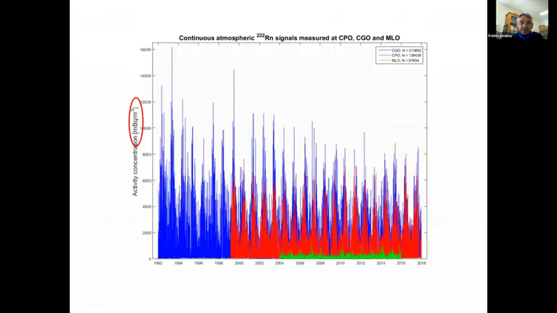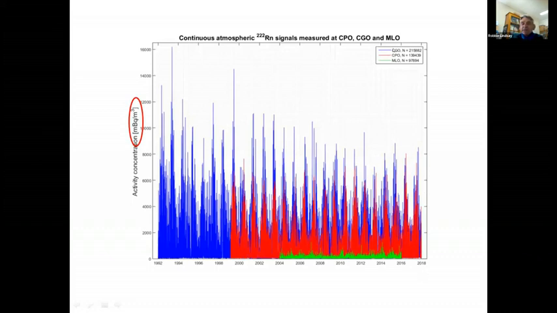So where are these measurements? Let me just show you typical measurements that have been taken in various places. Note that this is millibecquerels per cubic meter. So when you see 4,000 there, that's actually 4 becquerels per cubic meter. This is becoming a big data problem now. The blue lines indicate the change in the radon concentration in the air for the last more than 20 years.